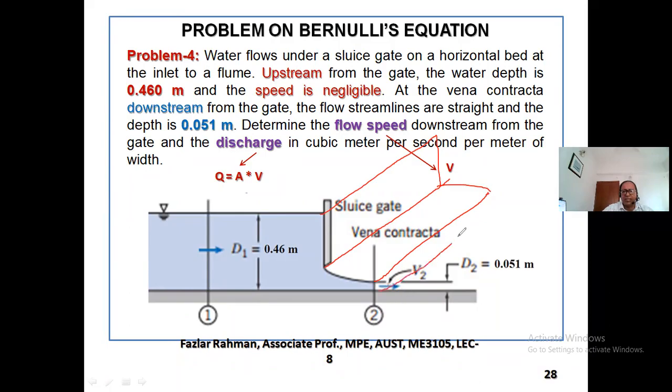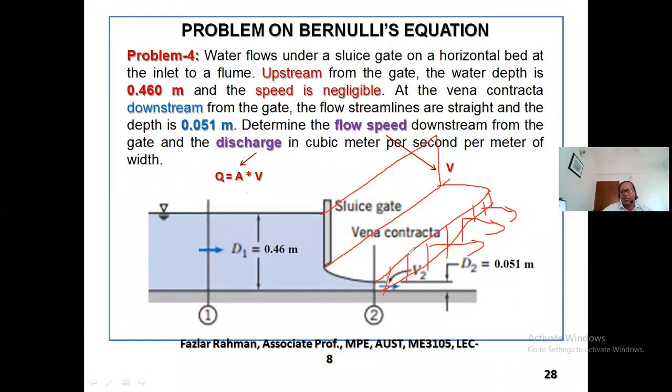So you see, water is coming out through which area? This area, right? This area water is coming out. So you see, if you know the V and multiply this much area, then you get the Q.